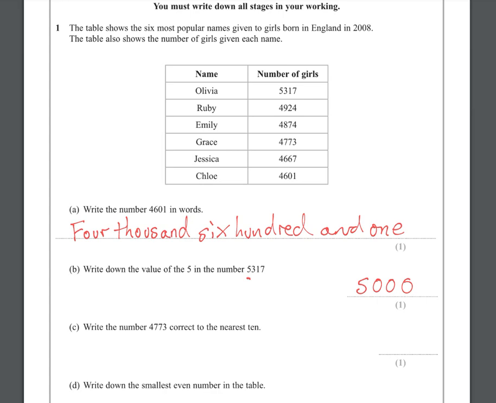Write down the number 4,773 correct to the nearest 10. So the nearest 10, we've got 73. So 73 is closer to 70 rather than 80. So it's 4,770.